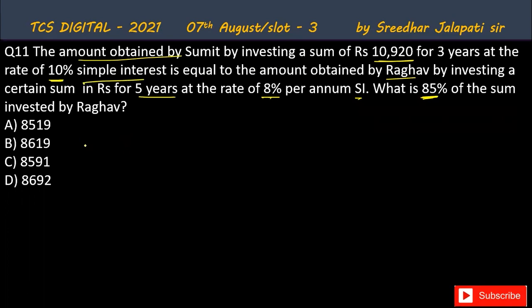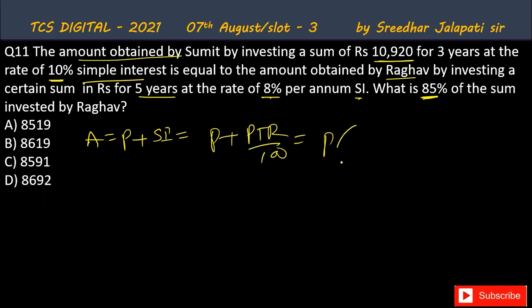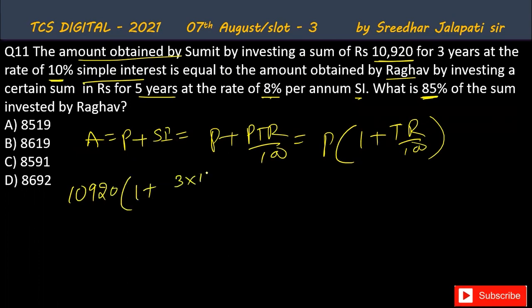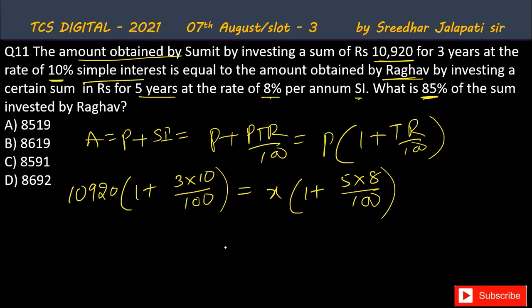Under simple interest, amount can be given as principal plus interest, that is P plus PTR by 100. If I take P common, it becomes 1 plus TR by 100. Right? So, amount obtained by Sumit by investing 10,920 is P into 1 plus time period 3 years, rate of interest 10 by 100. This is equal to, let the money invested by Raghav be X, and it becomes A is equal to P into 1 plus T 5 years, rate of interest 8% by 100. So given these two are equal.